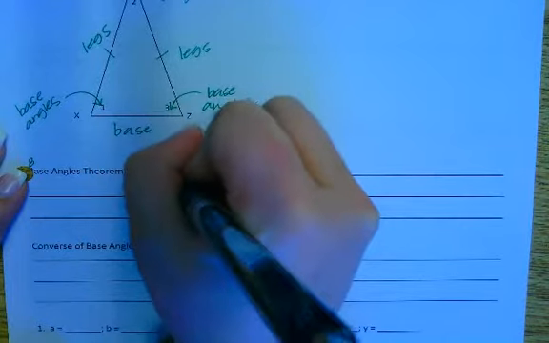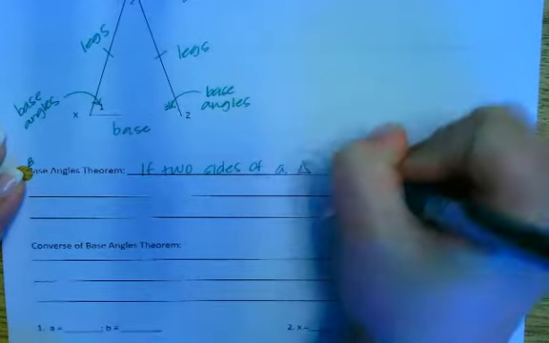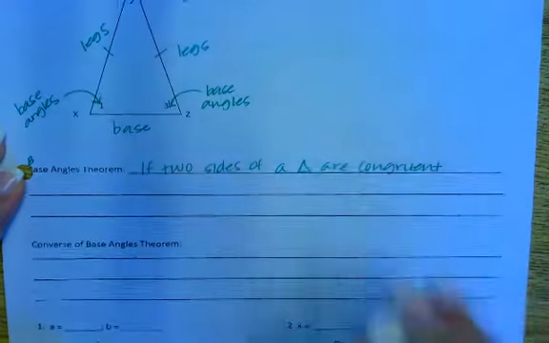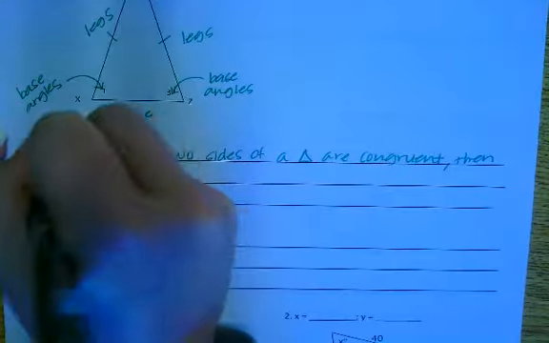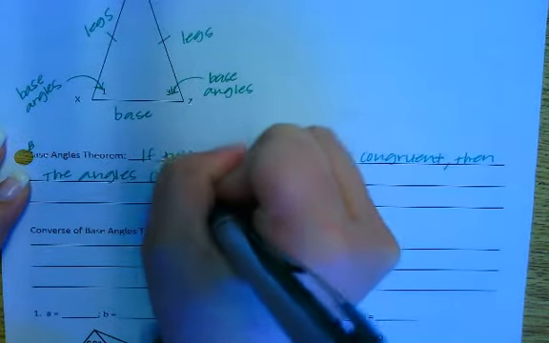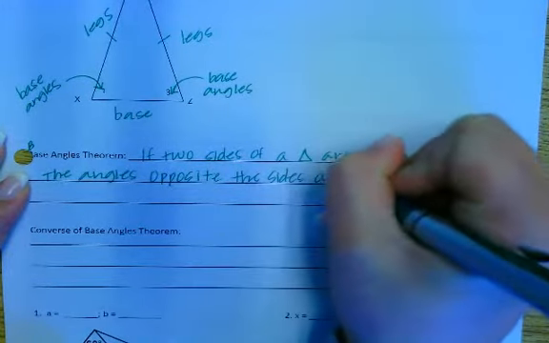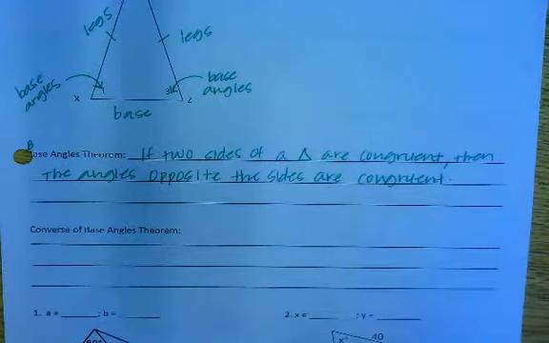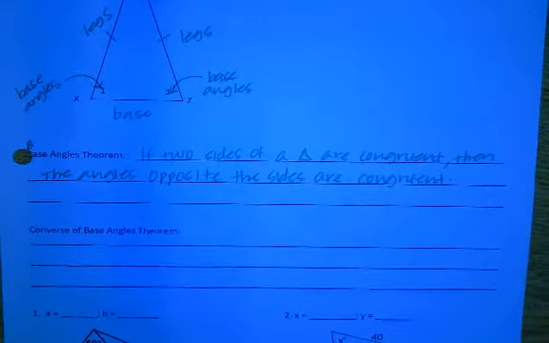If two sides of a triangle are congruent, then the angles opposite the sides are congruent. And that's what we just talked about. The legs are congruent and the base angles are congruent. But you don't know the base angles are congruent unless you know the legs are congruent, and vice versa.